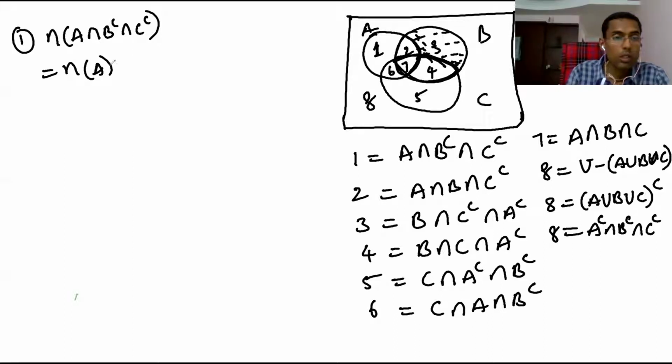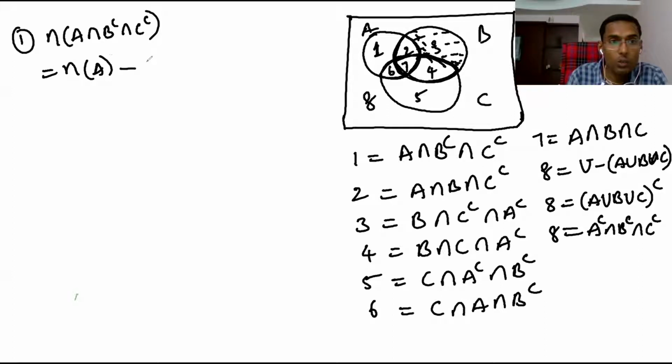Okay, right. So now we will discuss that. Number of elements in A. Here, from A, what should you remove? This part you should remove, and this part you should remove. Minus: I should remove 2 and 7.